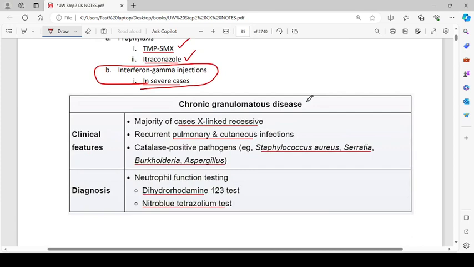In chronic granulomatous disease, the clinical features: majority of the cases are X-linked recessive, with recurrent pulmonary and cutaneous infections by catalase positive pathogens like Staphylococcus aureus, Serratia, Burkholderia, and Aspergillus. There used to be a mnemonic like SNAPS. S was for Serratia, then Neisseria, right? And Aspergillus, Pseudomonas, and Staph aureus. So I guess this was the mnemonic. Diagnosis is by neutrophil function test. We do that by the dihydrorhodamine 1, 2, 3 test and the nitroblue tetrazolium test.